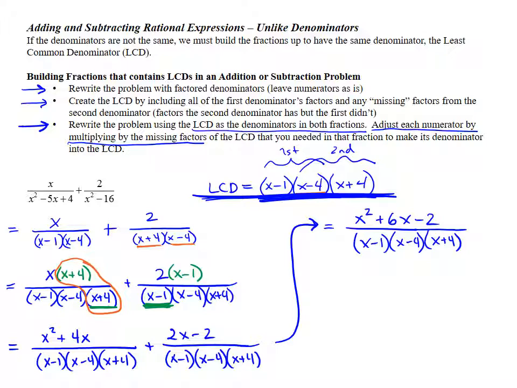To try to simplify the single fraction, we might try to factor the numerator. But when you look at it, it's not going to factor. So in this case, this would be our final result. We didn't cancel anything, so we don't have to list out any domain restrictions.